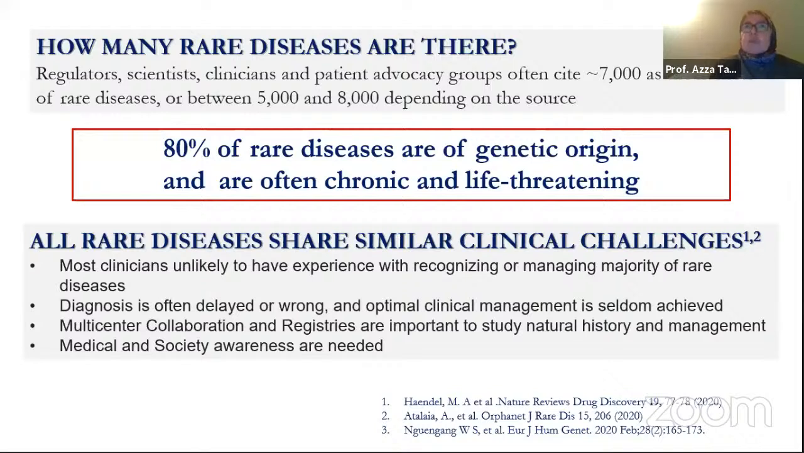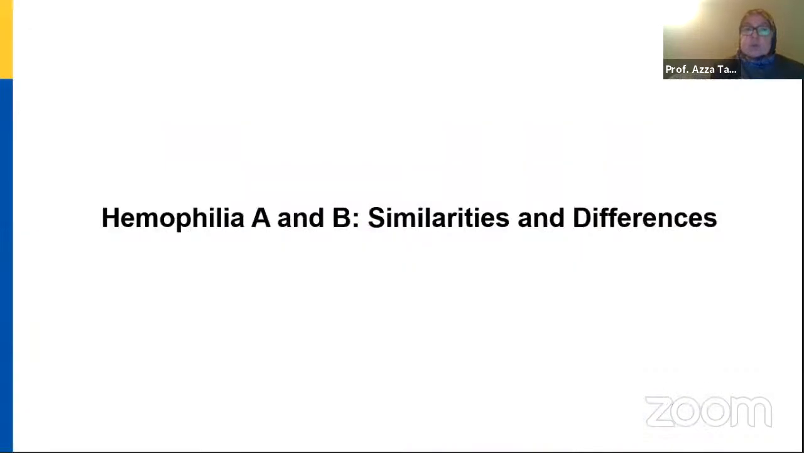80% of rare diseases are of genetic origin, including the hemophilias. In total, there are about 7,000 rare diseases, with a range from 5,000 to 8,000. What's peculiar about rare diseases, and about our hemophilias as rare diseases, is that most clinicians are unlikely to have experience recognizing or managing the majority of these diseases. Diagnosis is often delayed or wrong, and optimal clinical management is seldom achieved. Multi-center collaboration and registries are important to study the natural history and management of these diseases, and medical and society awareness are needed. This is for all rare diseases, and it's important for the hemophilias.